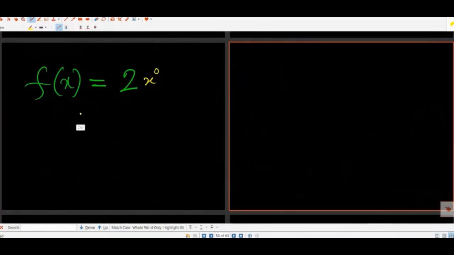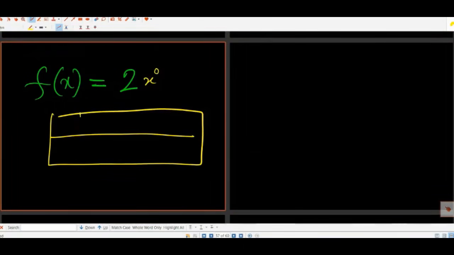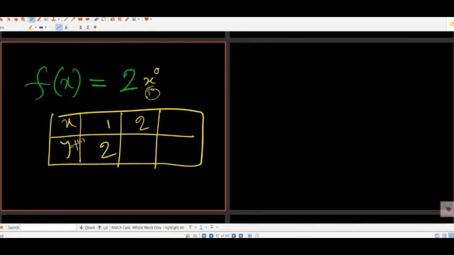So in tabular form, always we input x and then we get some values of y or f of x. So let's input 1 here. 1 to the power 0 will be 1. 1 times 2 will be 2. If we input 2, 2 to the power 0 is 1. 1 times 2 will be 2. If we input 3, 3 power 0 is 1. 1 times 2 will be 2. If we input 100, 100 power 0 is 1. 1 times 2 is 2.